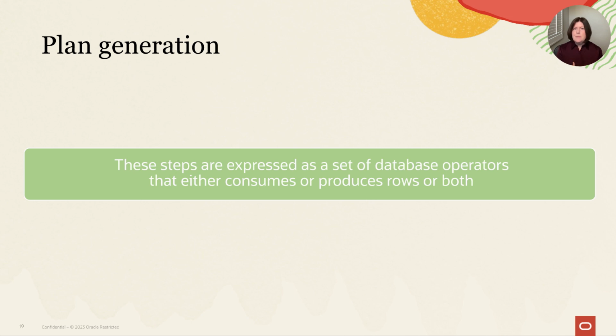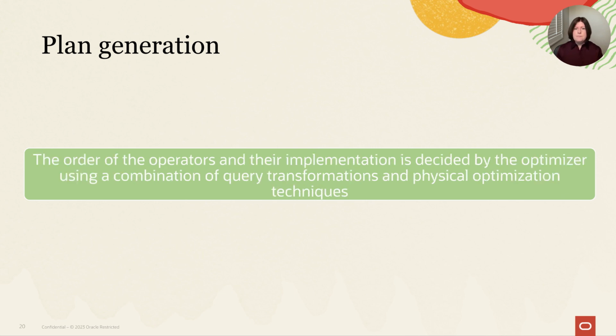If I do a full table scan, that's an operation that's going to produce rows. If I do something like a hash join, that's an operation that's going to both consume and produce rows. So you see what I mean? It's just a series of these database operations that are either going to produce or consume or do both with the rows. And how is that plan generated?